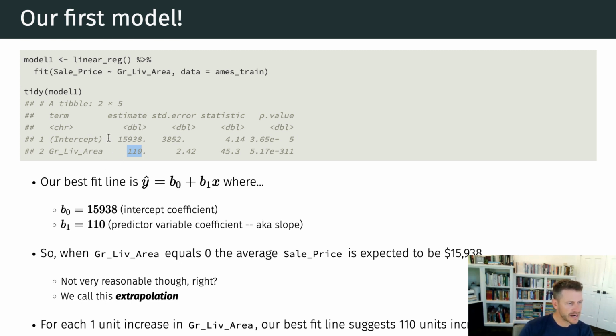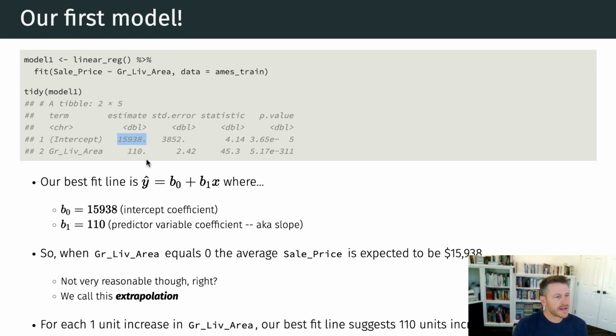So beta naught equals 15,938, basically meaning when a home has no square footage, or 0 square footage, the average expected sale price of a home would be $15,938. Does this seem reasonable? Not at all. Would we ever have a house that doesn't have any square footage? No. And we call this idea extrapolation. Extrapolation is when we're using values outside of the normal range of our predictor variable to compute a predicted value.